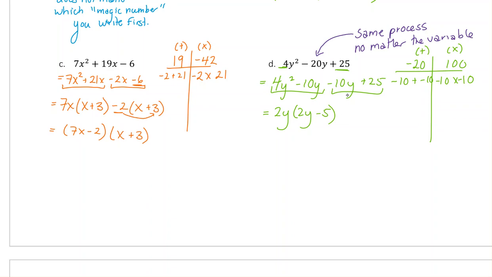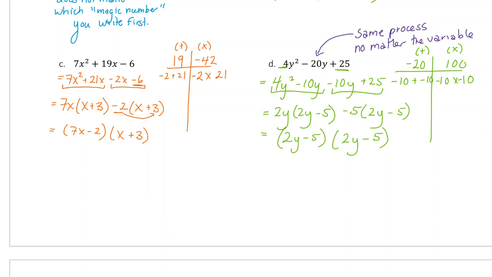Same thing, second pairing, what's common amongst -10y and 25? That would be -5. You're factoring that out, you're left with 2y. 25 divided by -5 is -5. What you notice here when you're rewriting your factors in the final step is 2y minus 5, 2y minus 5. You have the exact same thing.